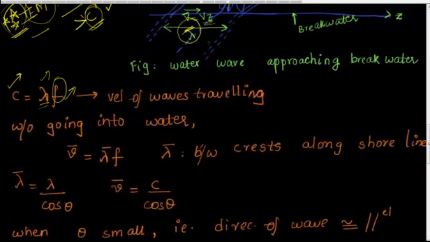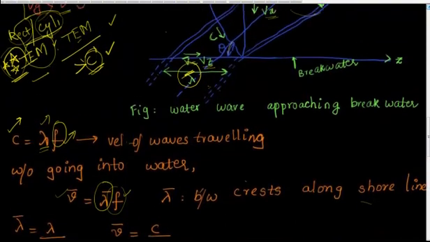Now let us not go into the water. So the velocity of propagation here will be lambda bar into f. This is the frequency, and I have said that lambda bar is the distance between the two crests along the shoreline. Now lambda bar can be written as lambda by cos theta from the figure.